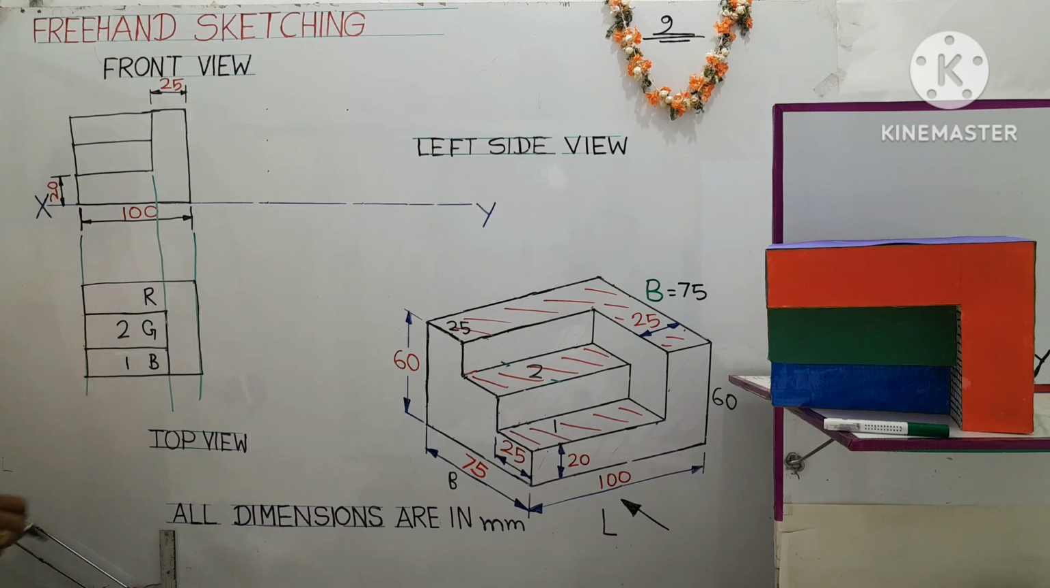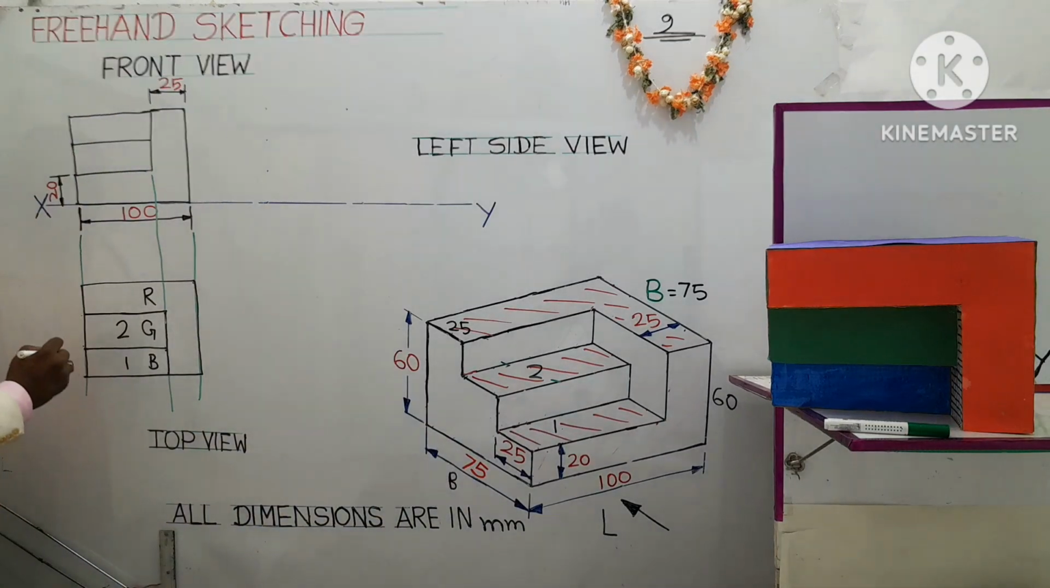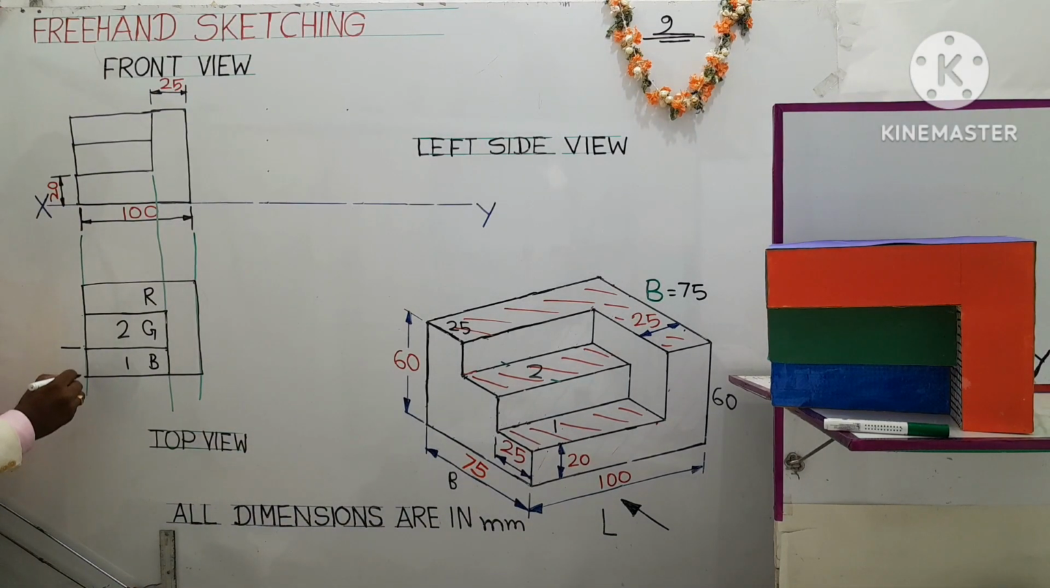Okay, let us dimension this. The breadth of step 1 is 25 mm. Draw an extension line. Draw a dimension line parallel to the edge of the object and put an arrowhead, shade it, and you can write the breadth as 25. The breadth of step 2 is also the same. Step 3 top surface will also be the same. Okay, you can draw the dimension line.